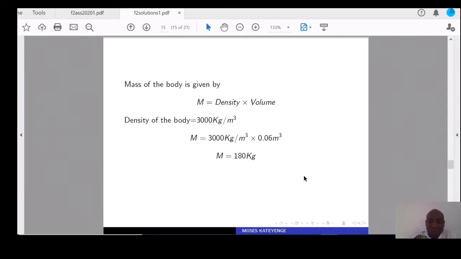Now, for the mass of the body, if I have the density of the body and I have the volume of the body, it is possible for me to get the mass, because I know that mass is given by density times volume. So I'm going to multiply my density with the volume of the body, and therefore I'll be able to get the mass of the body. If the density is 3,000 kilograms per meter cubed, and you've calculated the volume as 0.06 meters cubed, then if you multiply these two, we are going to get a mass of 180 kilograms.